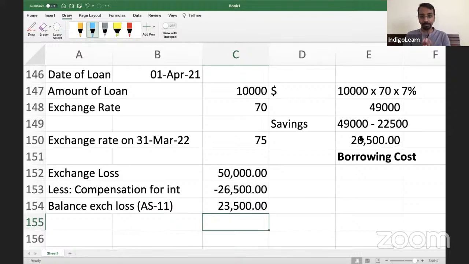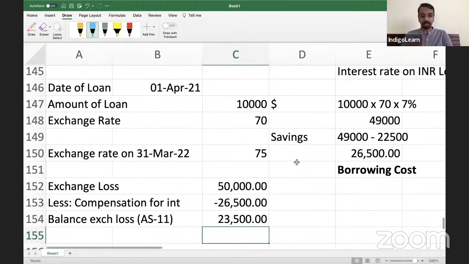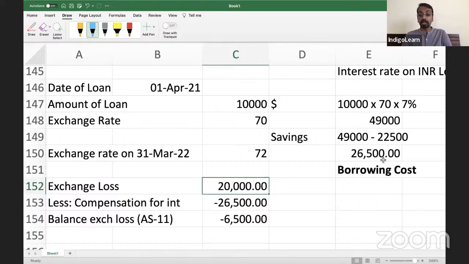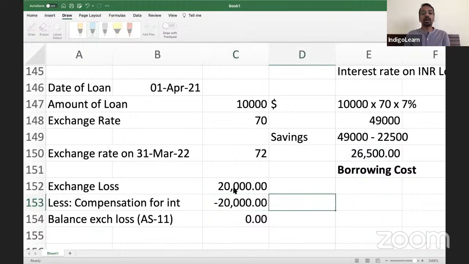23,500. Are we clear? Now, what if, I'm just changing the example, exchange rate instead of being 75 was 72. What is the exchange loss? 20,000. What is the savings in interest? 26,500. Now the entire 20,000, in the second case, you will say 20,000 is compensation for interest. There is no balance exchange loss for AS11. So you will not take anything to AS11.